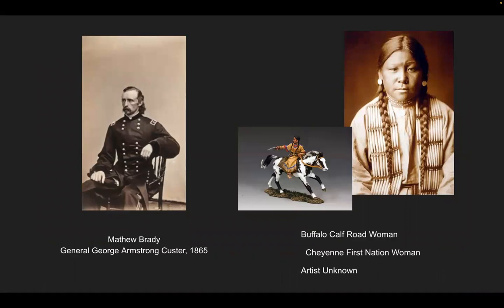Brady also took pictures of George Armstrong Custer, and there was an unknown artist that created the image of Buffalo Calf Road Woman, an indigenous Cheyenne First Nation woman who is now known to have shot and killed Custer off of his horse. So she had joined the Battle of Little Big Horn, and also participated in the war efforts when the United States was moving westward into the Indian American frontiers.